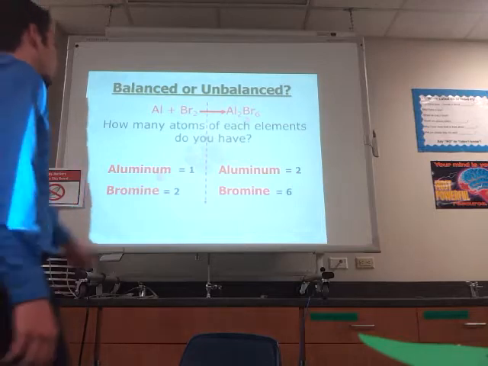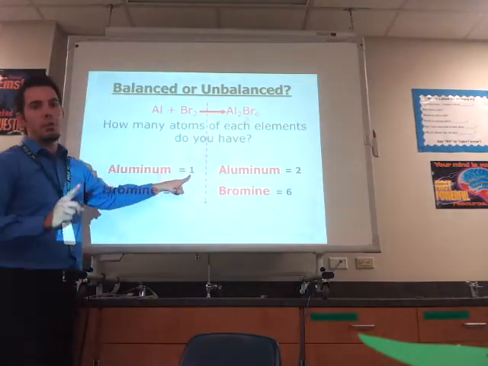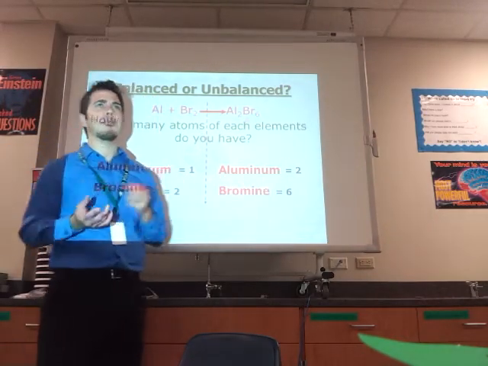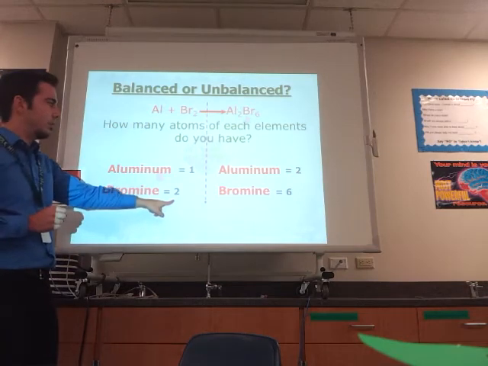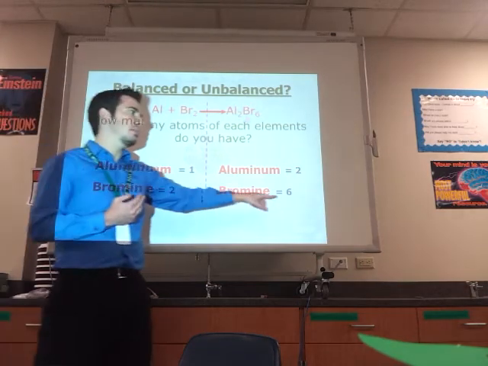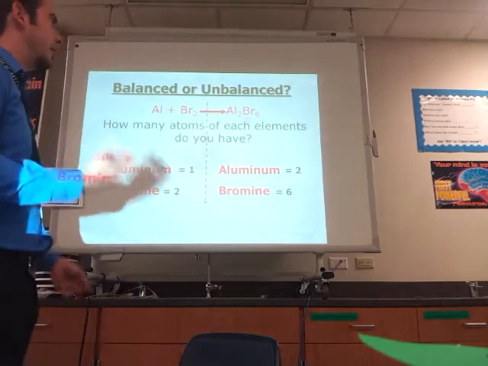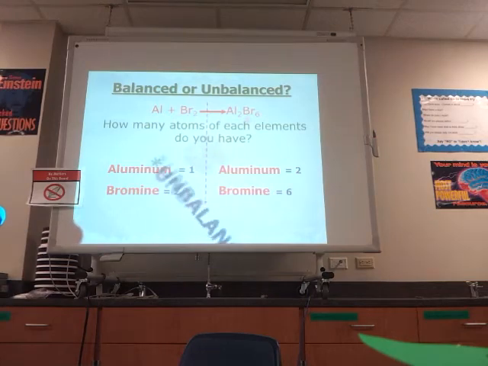Since the numbers are not the same, this indicates that we started with only 1 aluminum atom, and after the reaction we had 2. Well, that means you made matter. That can't happen. Over here on bromine, we start with 2, and we end up with 6. Again, we made bromine atoms. You can't have that happen. You cannot make matter. So this is an unbalanced equation.